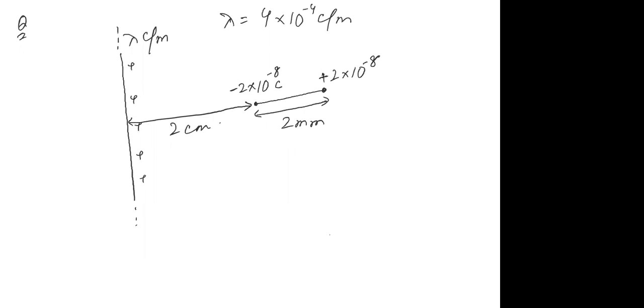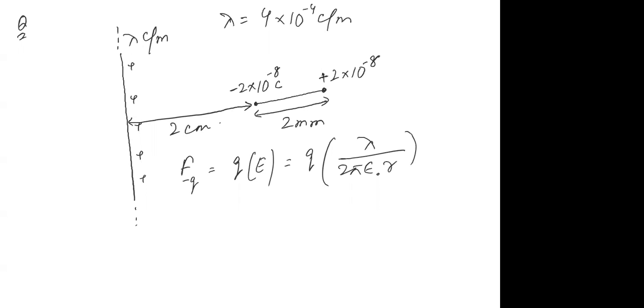Sir, if I ask you, what is the force on the negative charge? So how will you calculate the force on minus q? What will you write? You will write the charge multiplied by electric field. Am I correct? Yes. The formula for electric field, you will write it as lambda over 2 pi epsilon naught multiplied by r, where r is the distance of this negative charge from the wire. So F minus Q will be equal to charge. Charge is how much? 2 into 10 to the power minus 8 for this negative. Remember, you don't need to put the negative sign because you are calculating the magnitude. Multiplied by lambda. Lambda is given, 4 into 10 to the power minus 4.